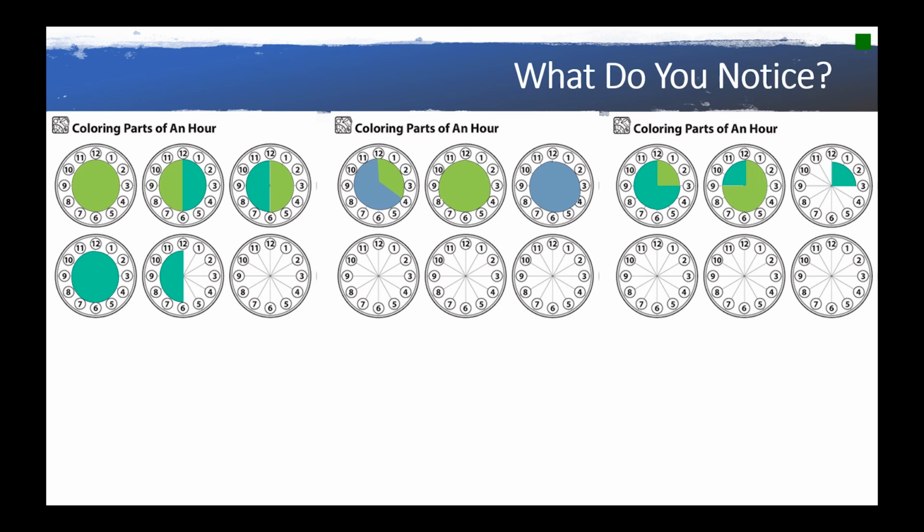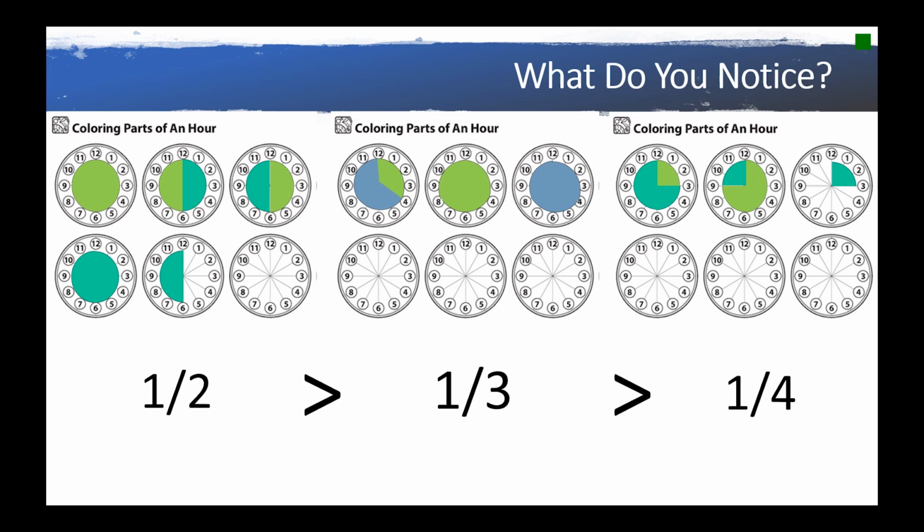Let's take a look at our recording sheets for collecting halves, thirds, and fourths of an hour. What do you notice? Well, I noticed that as we were playing, we collected whole clocks a lot faster when we were collecting half hours than when we were collecting quarter hours. And I know that 1/2 is more than 1/3. And I know that 1/3 is also more than 1/4.